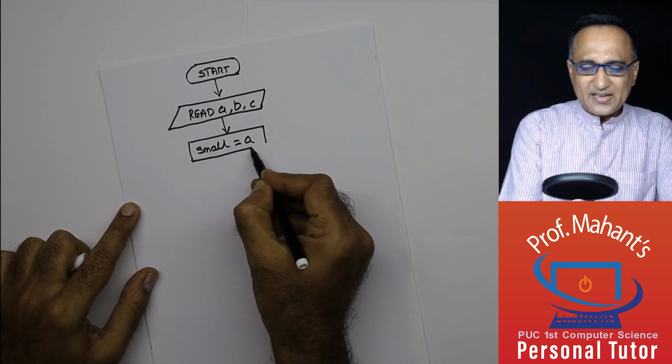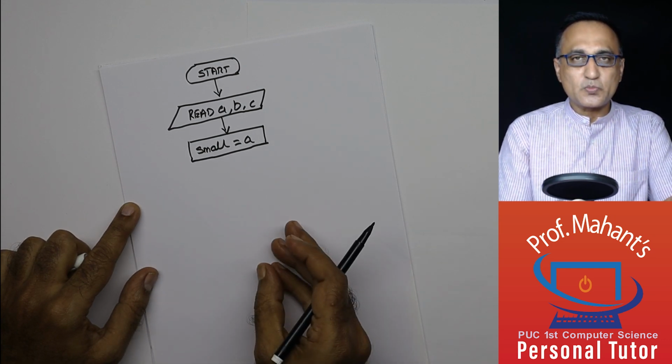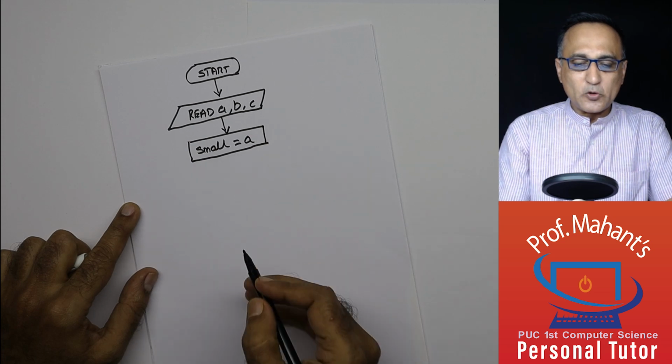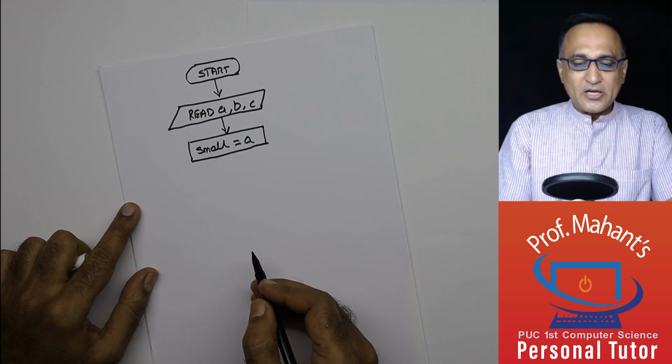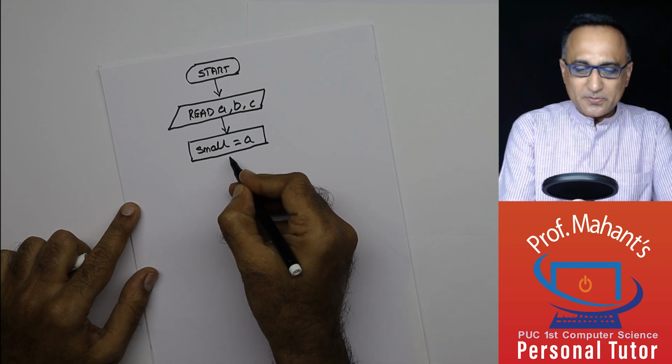Why is this a rectangle? Because this is an assignment. I am taking the value of A and giving it to small. Only input and output happen to be parallelogram. Now I have assumed the smallest to be A. Let me process B now.